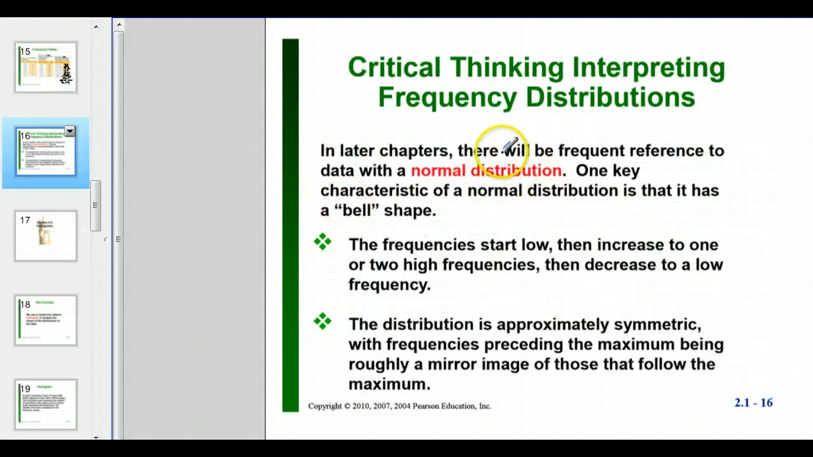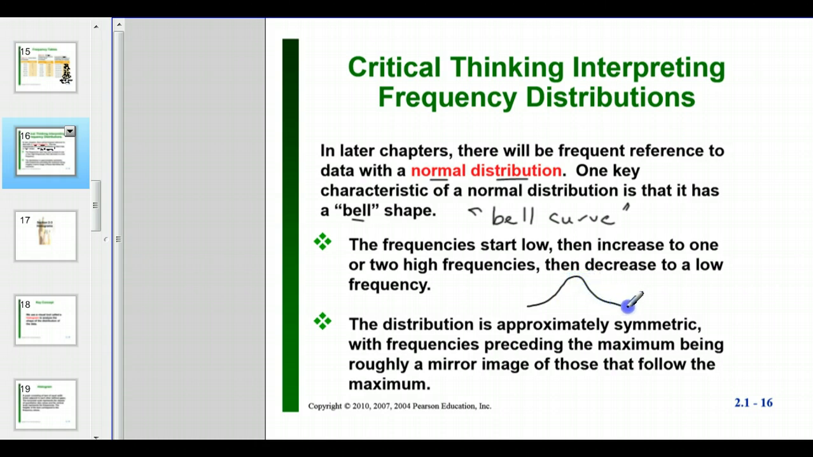And then something we're going to move towards, the normal distribution. We call it the bell curve. You'll hear me refer to it as that as much as you'll hear me refer to it as a normal distribution. But the frequencies start low, then increase to one or two high frequencies, then decrease to a low frequency. So it starts low, increases to high frequencies, and then goes back down to low frequencies.